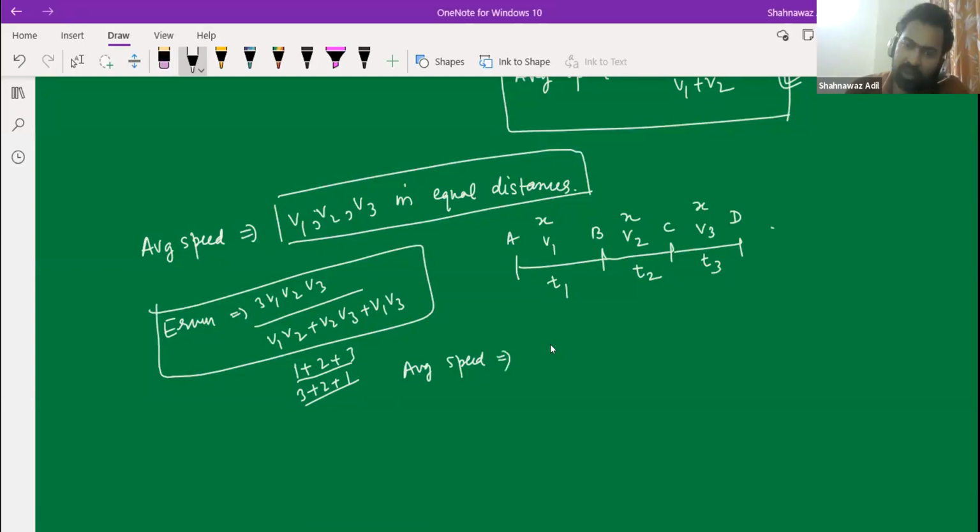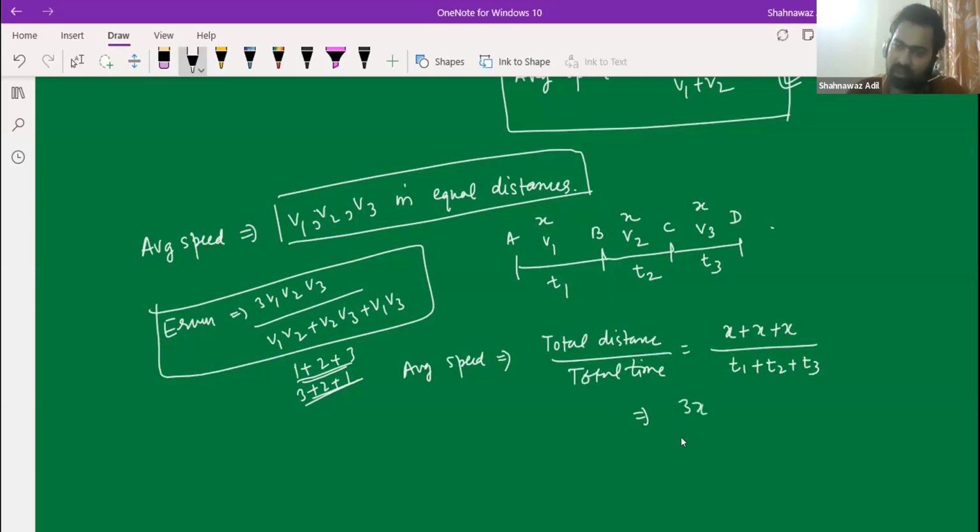Okay, so average speed would be total distance, right? Did you get my point? Yes, sir. So these are addition, so we can write it in a proper manner, right? Is it clear to you? Okay, so total distance divided by total time. So total distance is x plus t1, t2, t3.